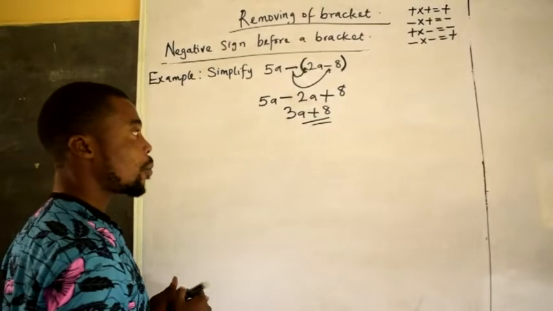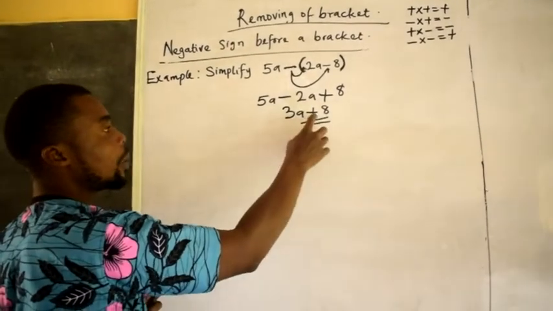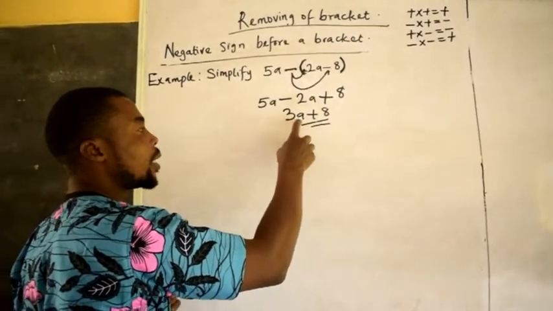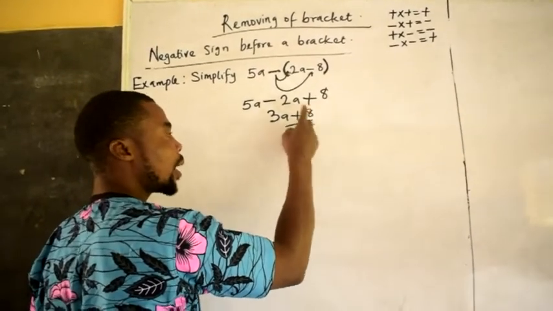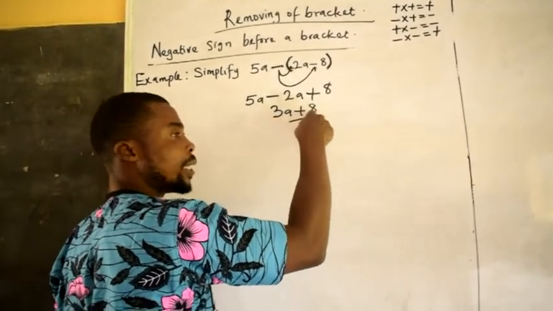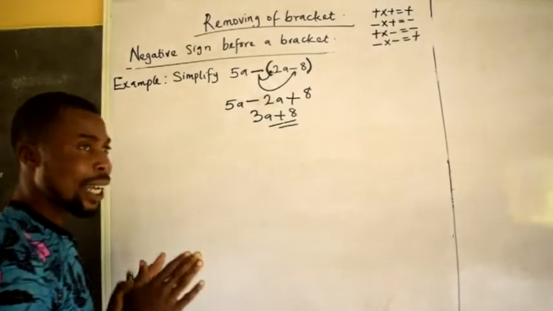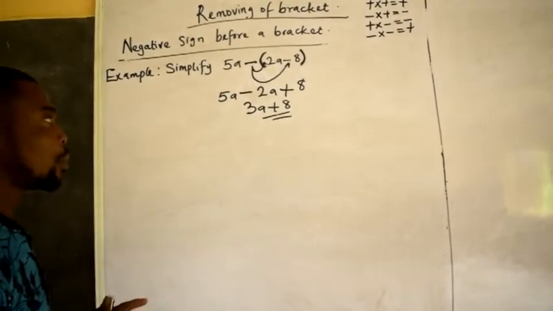You may ask, why is it that I cannot add 3a plus 8? 3a is different from 8. If it is 8a, you can add it. But if it is only 8, you cannot add it. You can't add. It is impossible.